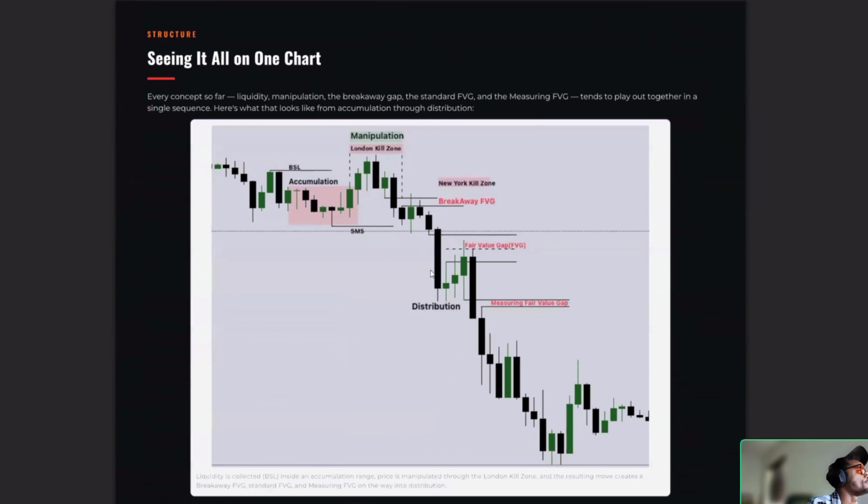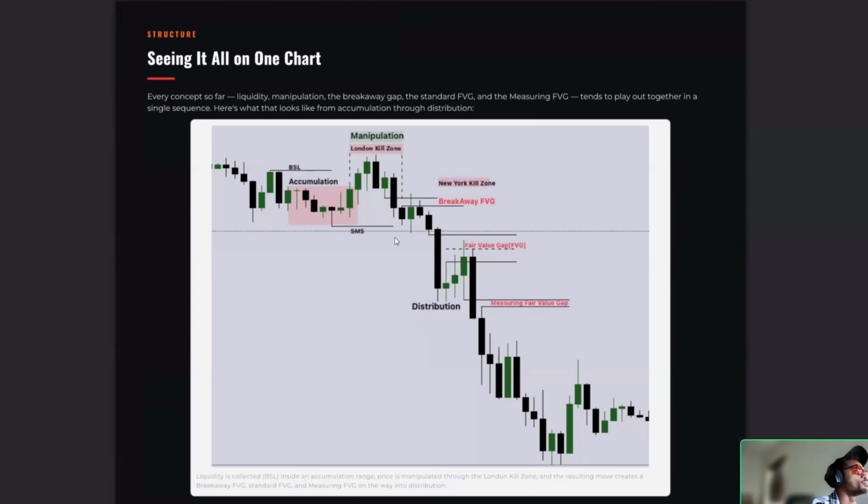So you see the accumulation right here, which is the same thing as up here. And then that first breakaway fair value gap that breaks below that support is going to be that breakaway fair value gap. Now we know that it breaks below support because this SSL is the same thing. It's going to be the sell side liquidity. This is buy side liquidity up here, so it's the same thing down here, sell side liquidity.